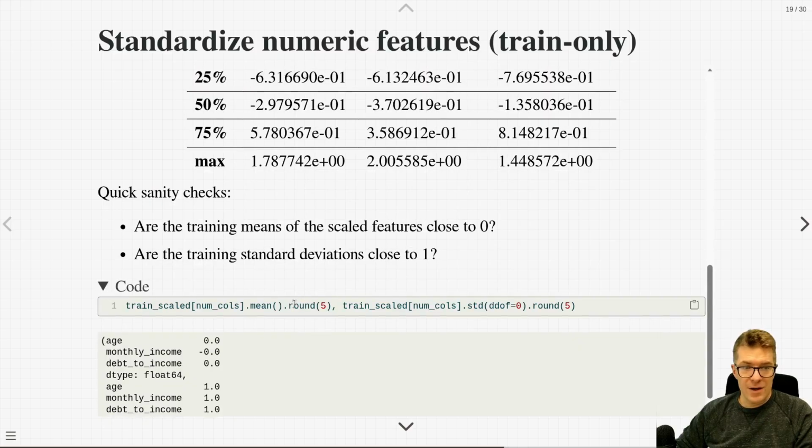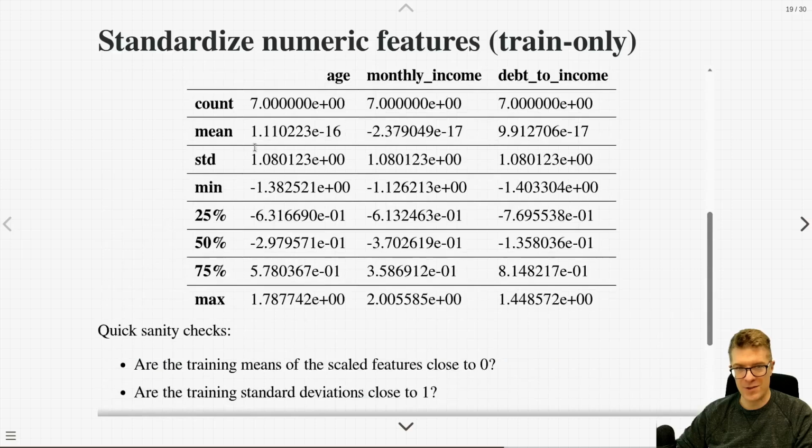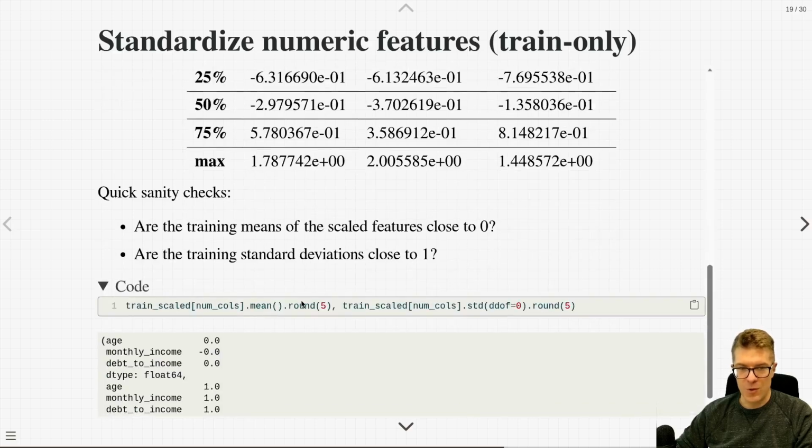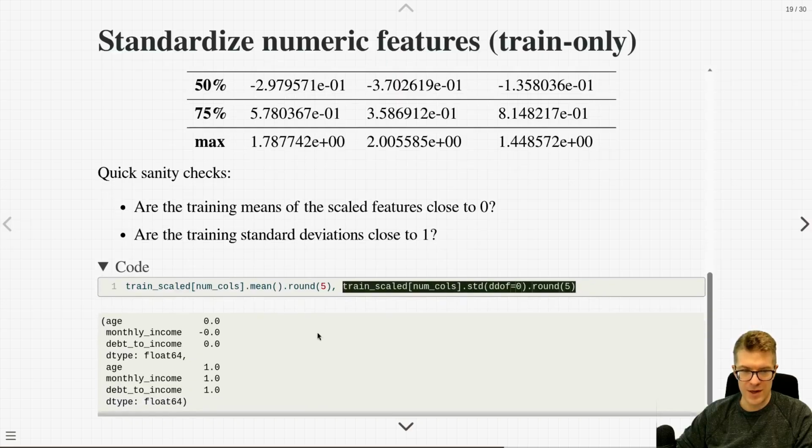Anyway, here's our code just to confirm these sanity checks. We'll take the scaled data, we'll take the numerical columns, we'll compute the mean. We saw that already from this description. We'll round to the nearest 5 decimal points, and we'll also look at the standard deviations. And here are our statistics at the bottom.